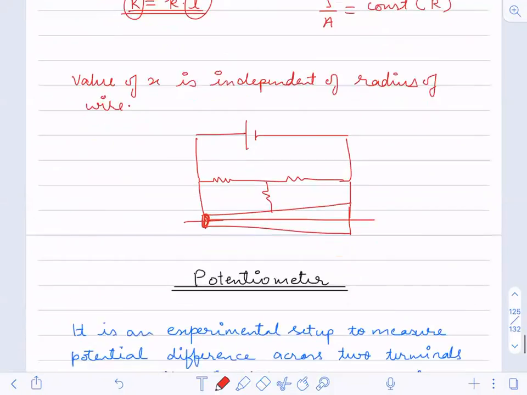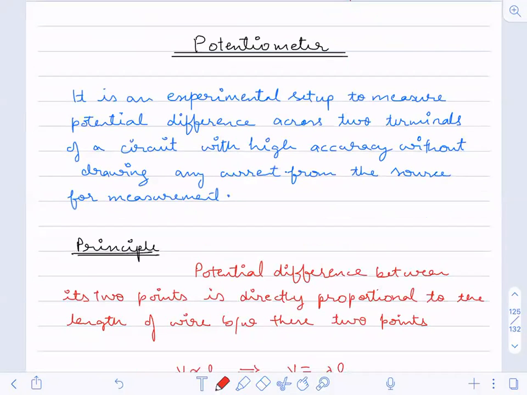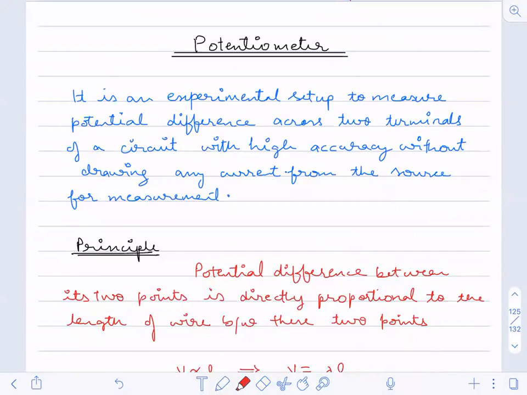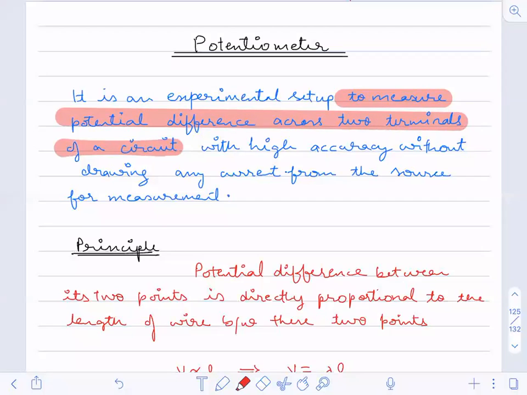After this we have to study potentiometer. Potentiometer is another experimental setup that we will be studying now. This is a device or setup that is used to measure potential difference. It is an experimental setup to measure potential difference across two terminals of a circuit with high accuracy. Just see this, this is an important point.